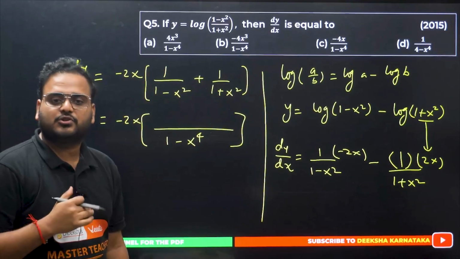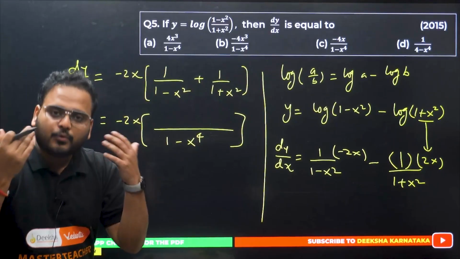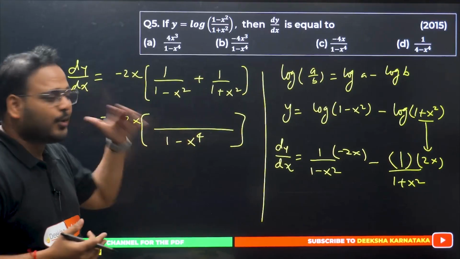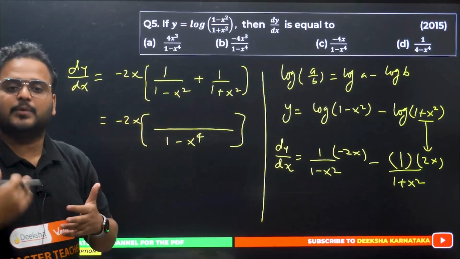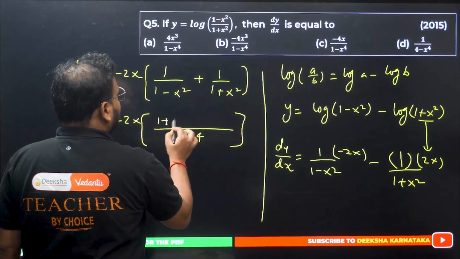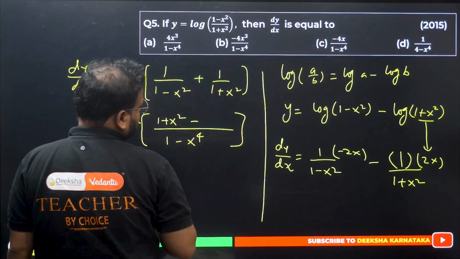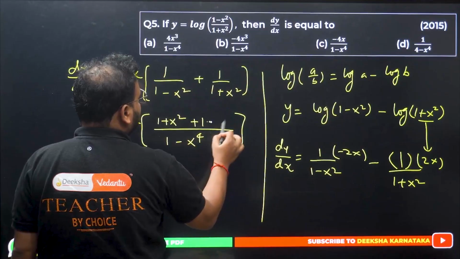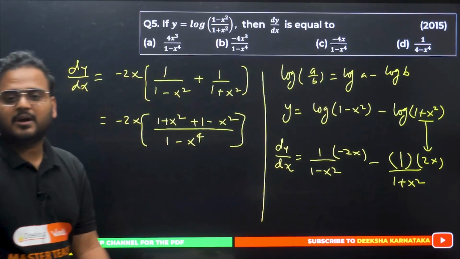Try to skip some steps when you are solving this question. Try to solve some questions in your mind only. Develop your thinking ability to process the question. Okay? I am not doing that here because I don't want you to skip on anything, and I don't want you to be confused about anything.